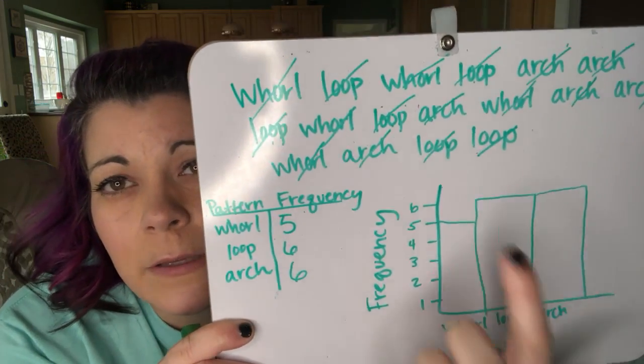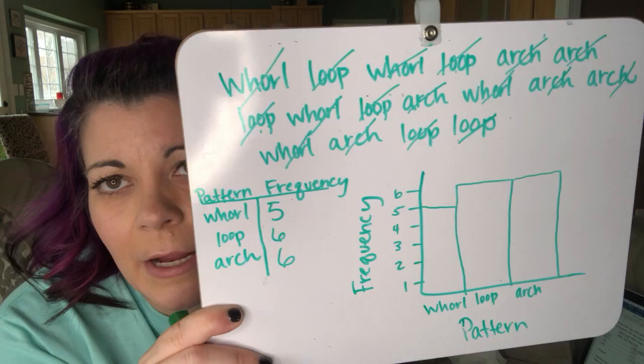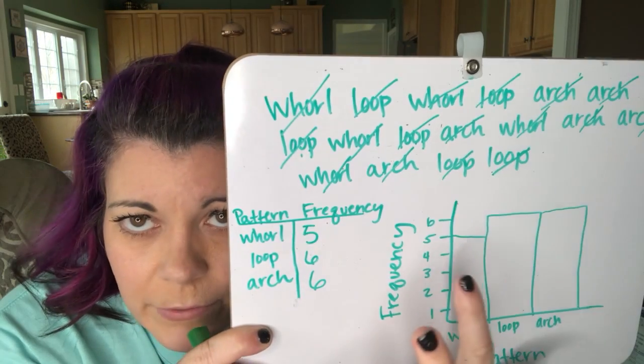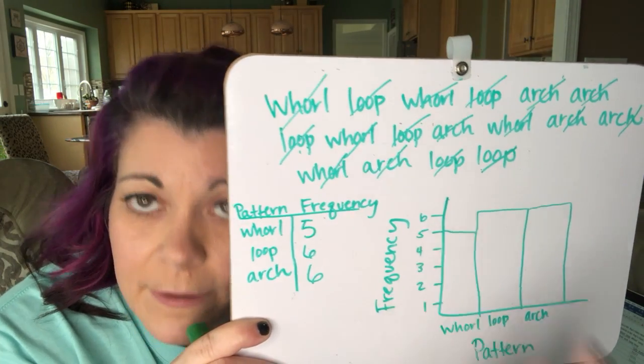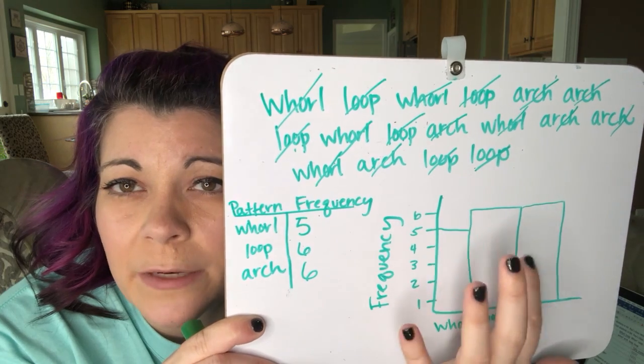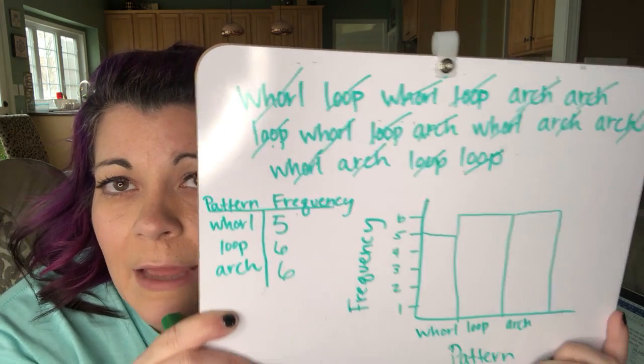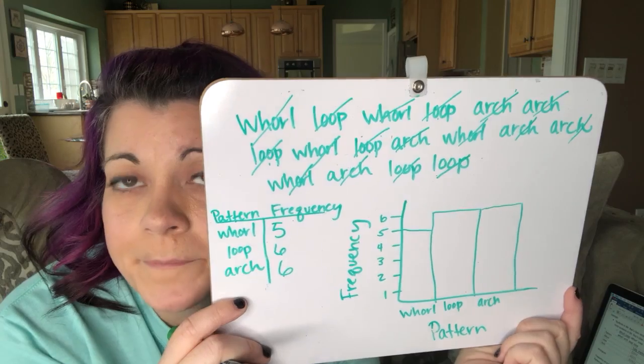So I have my whirl, and if you notice with the histogram, the bars touch. They're showing frequency. Whirl goes up to 5. Loop and arch go up to 6. And that is how you draw a histogram.